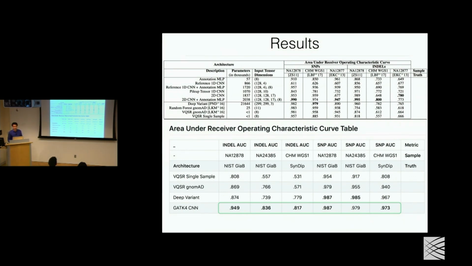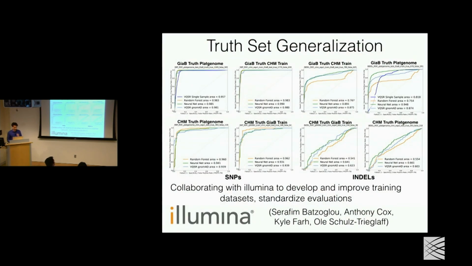Some more results. I'm so far behind time that I'm not going to really talk about this. We've also looked at true set generalization. So train a model on the CHM, apply it on Genome in a Bottle, etc. There clearly is generalization across true sets, but these true sets are vastly different in their qualities and in their quirks. So we're collaborating with Illumina to first build bigger training sets, but also to standardize how these evaluations are done.